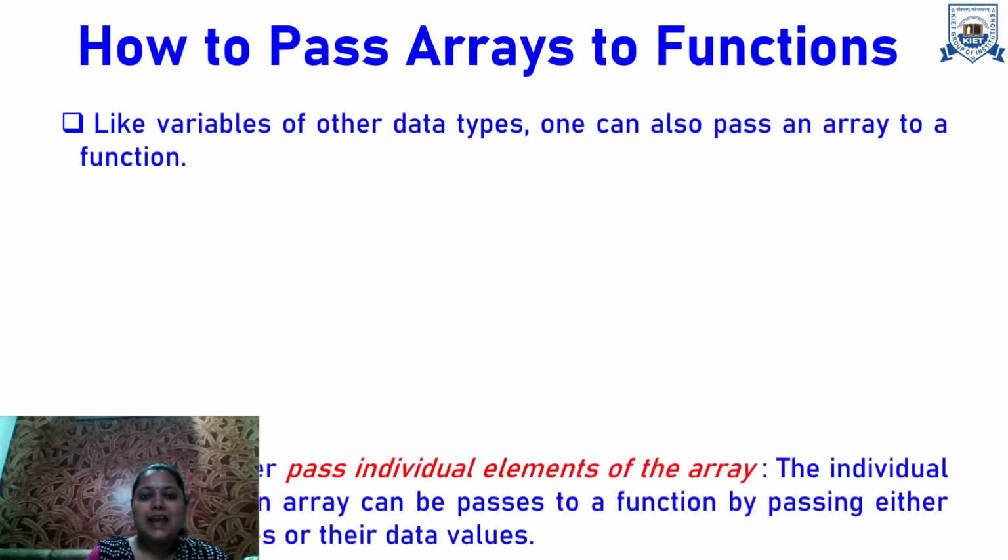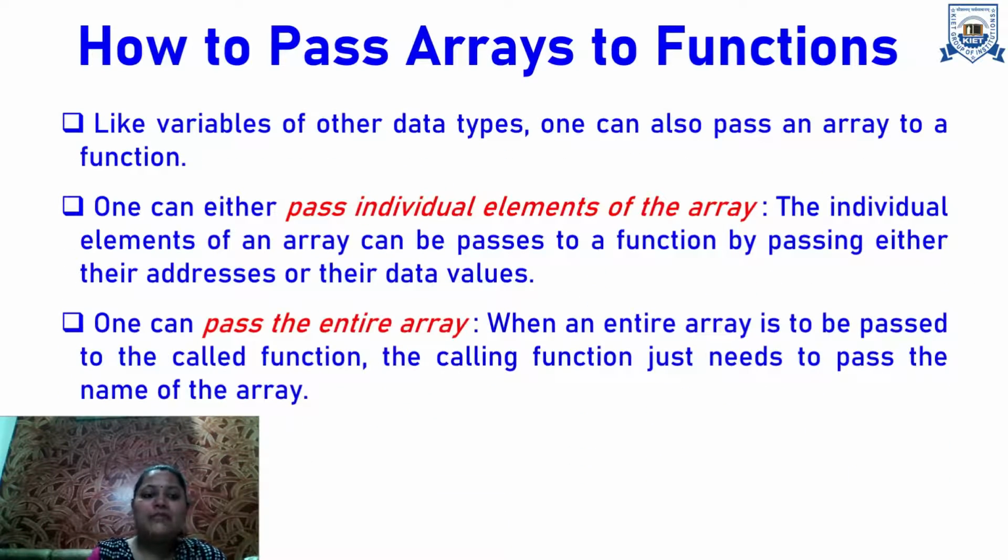next is how to pass arrays to a function, right? Like variables of other data types, one can also pass an array to a function. One can pass individual elements of the array. The individual elements of an array can be passed to a function by passing either their addresses or their data values. If I am talking about the addresses, that means a call by reference. You have already studied what is call by value and call by reference, right? So similarly, if I want to pass an individual element of the array, I can pass the address, or I can pass a data value.